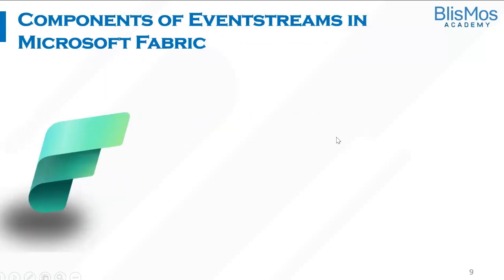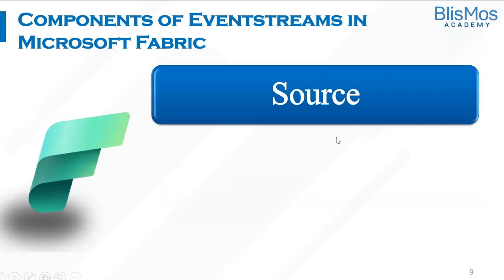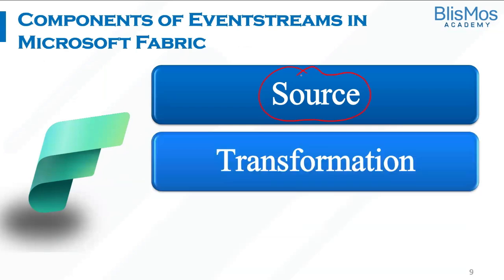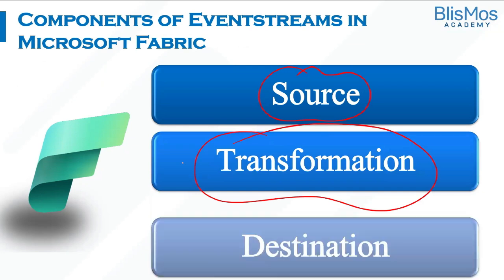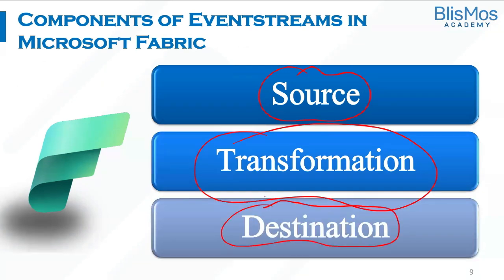So the important components of event streams are, first, the source. The second one is transformation. And the third one is destination. How did you guess it, Shabna? Yes, sir. By thinking of the past things, the very components. Very good. Keep it up. So let us look at them one by one.